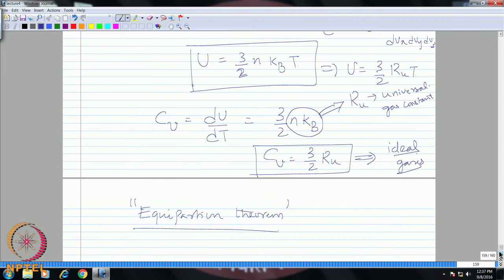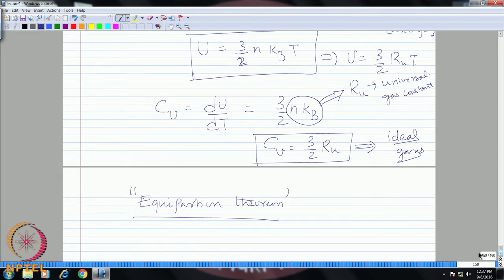in each direction the total energy, therefore, the internal energy contribution comes to 1 by 2 kB T. So, therefore, if you account for all the 3 directions, 3 degrees of freedom, you end up with 3 by 2 kB T. Therefore, each degree of freedom contributes half kB T units of energy. So, this is what the equipartition theorem says.